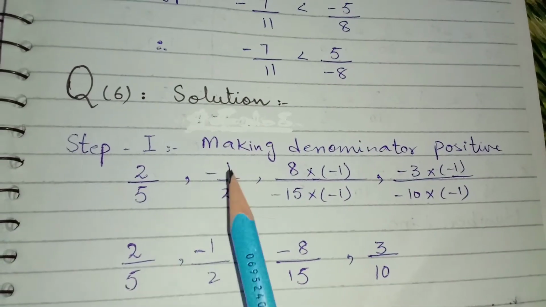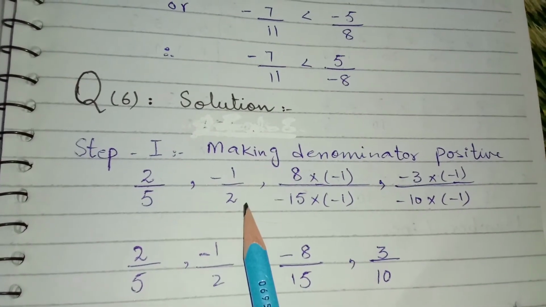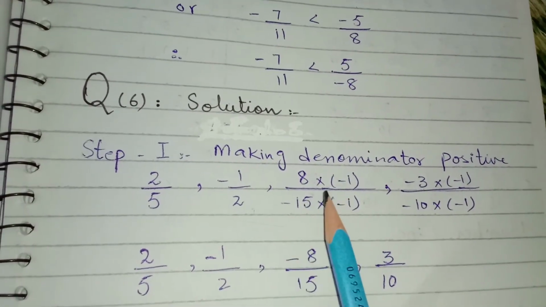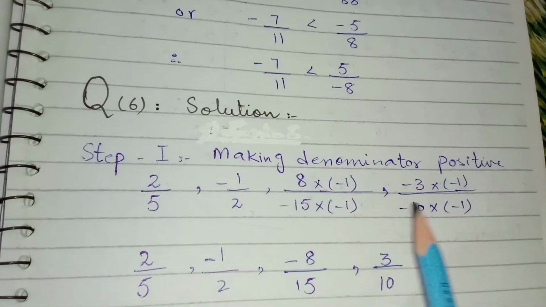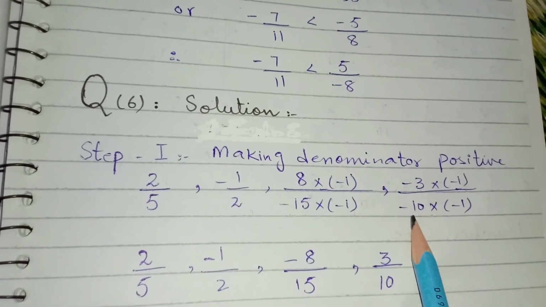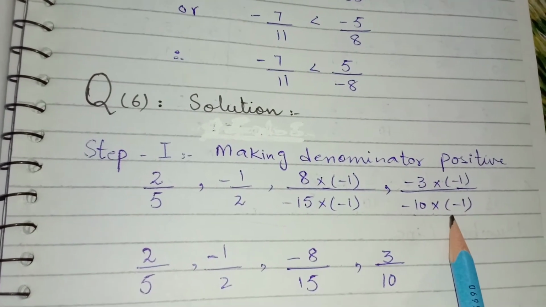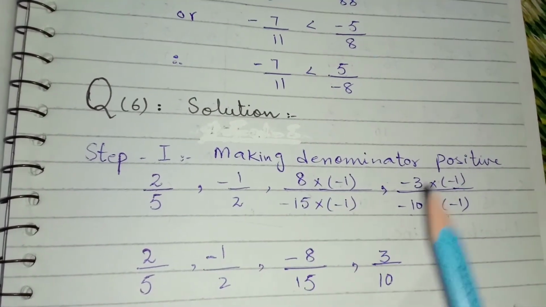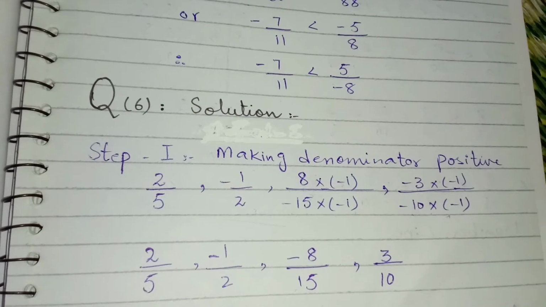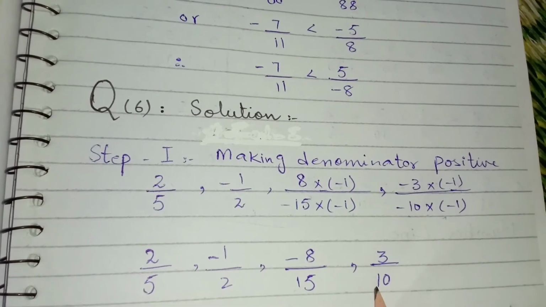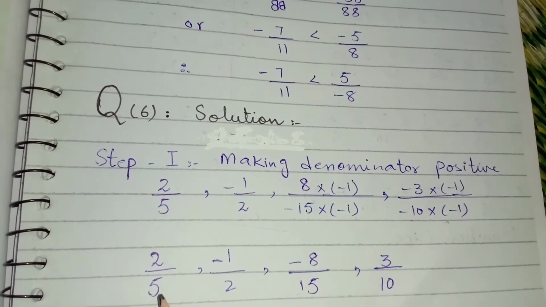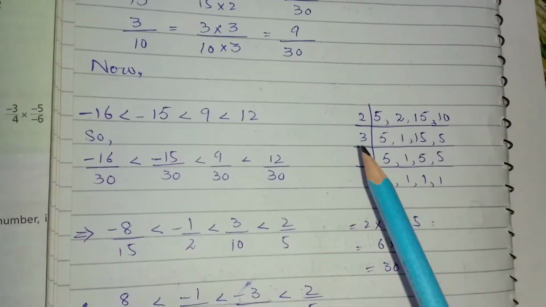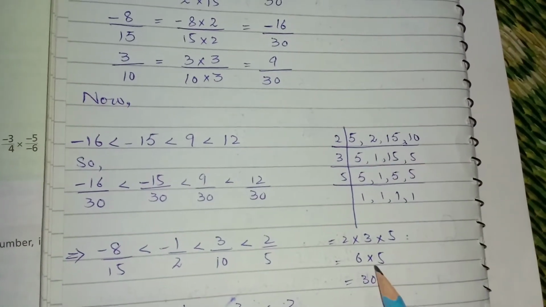2 over 5 and minus 1 over 2 already have positive denominators. 8 over minus 15 has a negative one, so we multiply it by minus 1, and this minus 10 is also negative, so we multiply it by minus 1 as well. Then we get 2 over 5, minus 1 over 2, minus 8 over 15 and 3 over 10. Now we have to make their denominators the same, so we take the LCM of 5, 2, 15 and 10, which is 30.